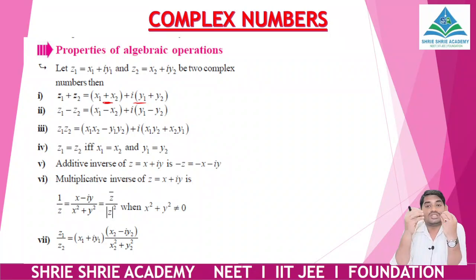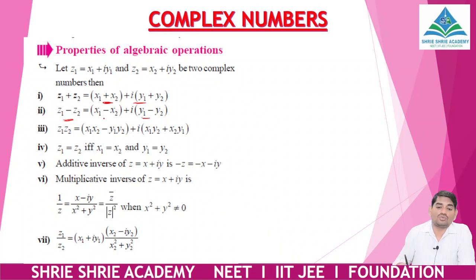Similarly, we subtract real part with real part and imaginary part with imaginary part only, so we always write any complex number in complex form, I mean x plus iota y form. So if we add these two complex numbers, we get z1 plus z2 is equal to x1 plus x2 plus iota into y1 plus y2. Similarly, if we subtract these two complex numbers, z1 minus z2 is equal to x1 minus x2 plus iota into y1 minus y2.